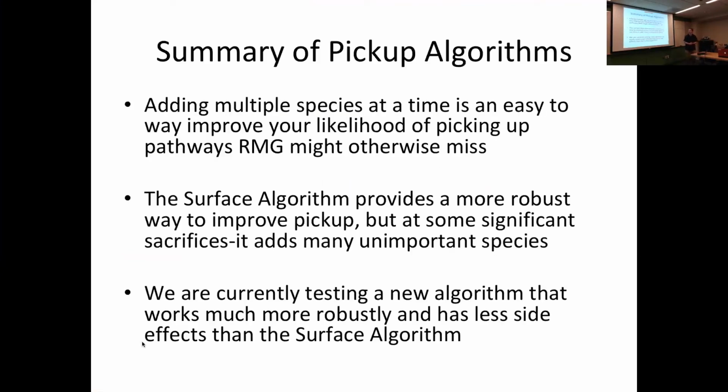To summarize, adding multiple species at a time is an easy way to provide some mitigation to this problem with very little sacrifice. The surface algorithm provides a more robust way, but there are some significant sacrifices that you make once you start using it. We're currently testing a new algorithm that's working a whole heck of a lot better than the surface algorithm, and it doesn't have any of the side effects. So if you really think there's a pathway you're missing and you're trying to find it, contact me, and I'm happy to let you test that out.